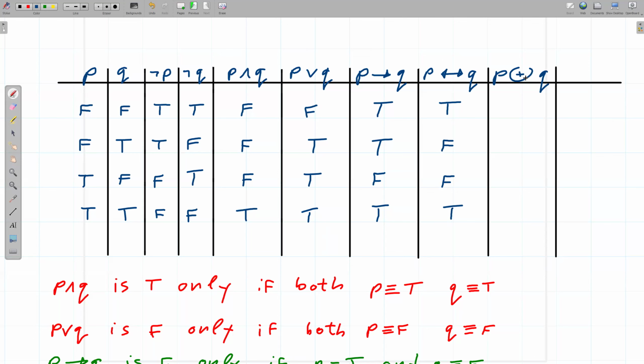What about P XOR Q? P XOR Q is like OR, but not AND. So if both are false, P XOR Q is false. If both are true, P XOR Q is also false. But if one of them is false and the other is true, then P XOR Q is true.